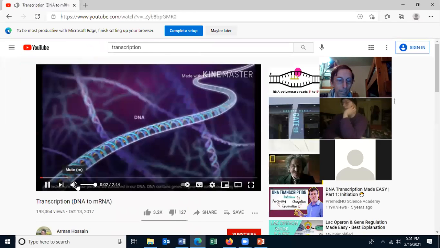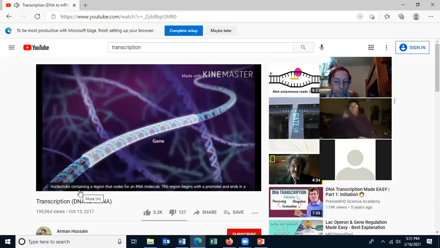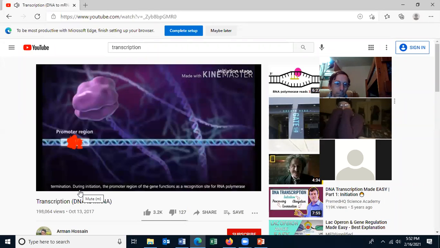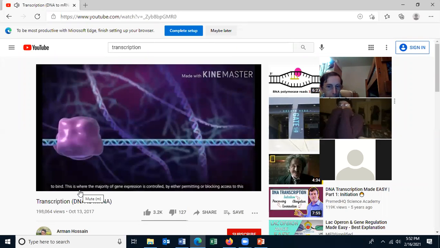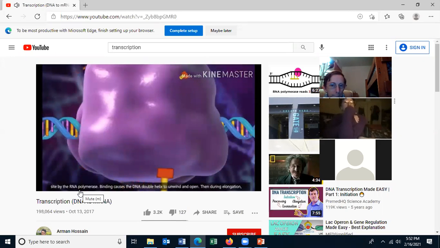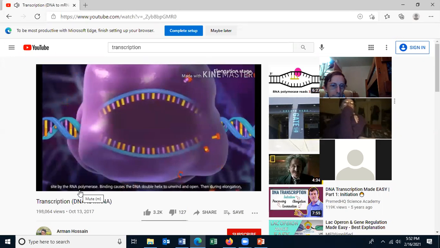Proteins are contained in our DNA. DNA contains genes. A gene is a continuous string of nucleotides containing a region that codes for an RNA molecule. This region begins with a promoter and ends in a terminator. Genes also contain regulatory sequences that can be found near the promoter or at a more distant location. The promoter region of the gene functions as a recognition site for RNA polymerase to bind. This is where the majority of gene expression is controlled, by either permitting or blocking access to this site by the RNA polymerase. Binding causes the DNA double helix to unwind and open.